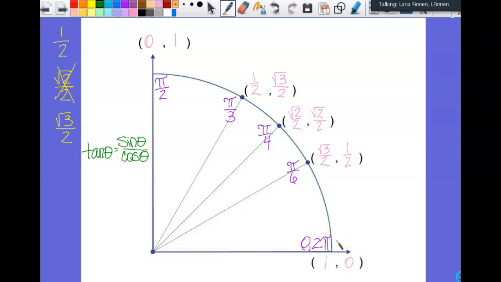If I want to find tangent theta, it's sine over cosine or y over x. So if I put 0 over 1, what do I get? What's 0 divided by 1? 0. So my tangent value is 0. I'm going to put it in a box.